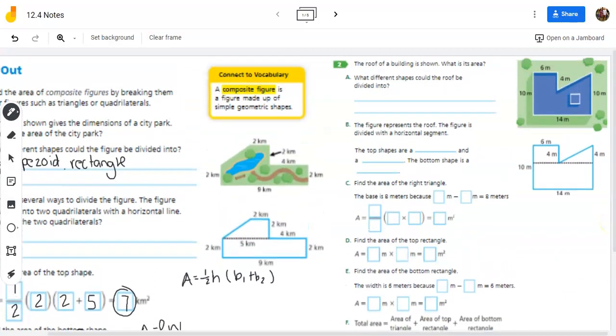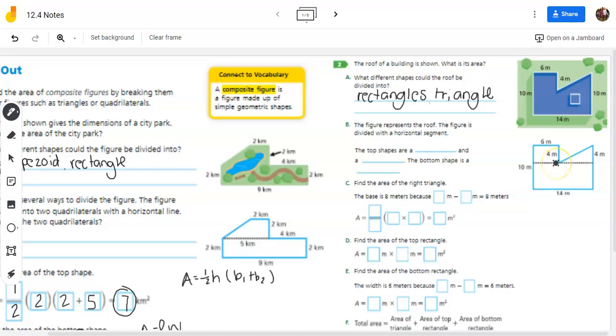Okay, let's look at 2. This is a roof of a building, and we're going to figure out its area. So what different shapes could the roof be divided into? I'm going to take my line, and I'm going to make it this way. So I have some rectangles and a triangle. The figure represents the roof. The figure is divided with a horizontal line segment. So we're looking at this. They put this dotted line in here.